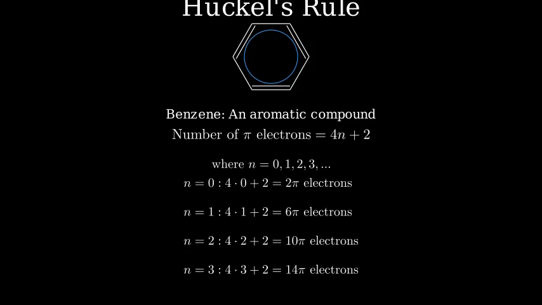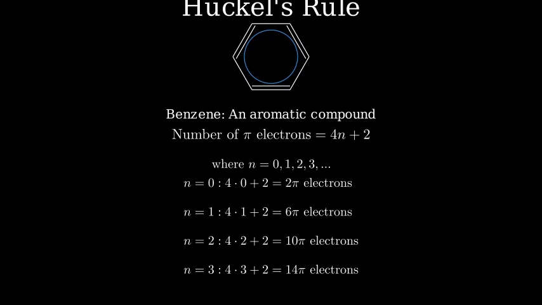For n equals 0, we get 4 times 0 plus 2, which equals 2 pi electrons. For n equals 1, we get 4 times 1 plus 2, which equals 6 pi electrons. For n equals 2, we get 4 times 2 plus 2, which equals 10 pi electrons, and so on.